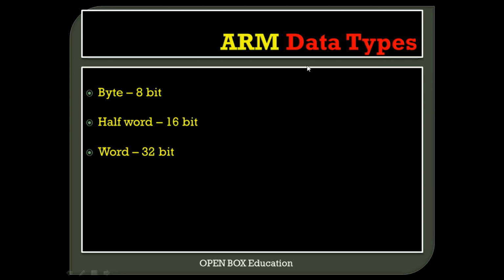And next one, the ARM data types we have. So here generally a byte is nothing but 8 bits, and generally a word is called 16-bit, but in ARM data types a half word is nothing but 16-bit, and here a word is nothing but 32-bit. These are the ARM data types.